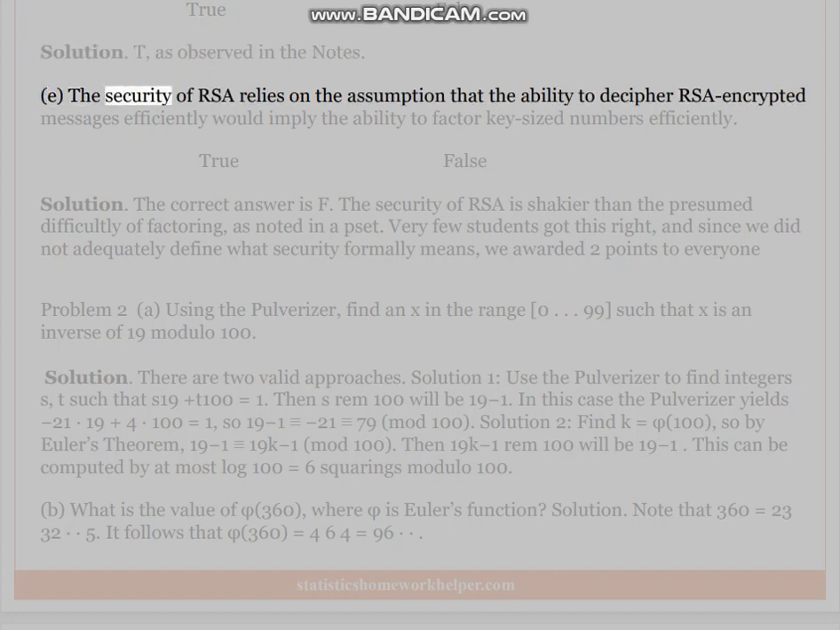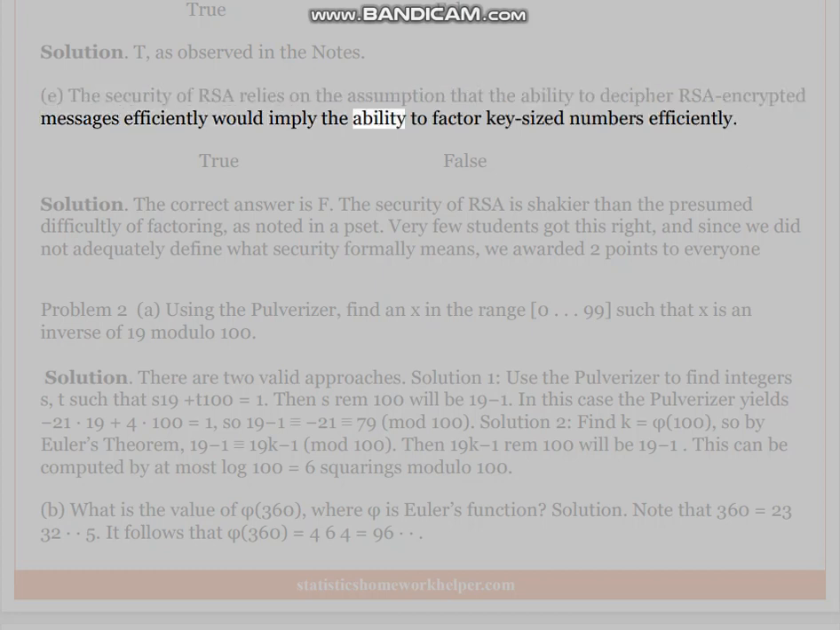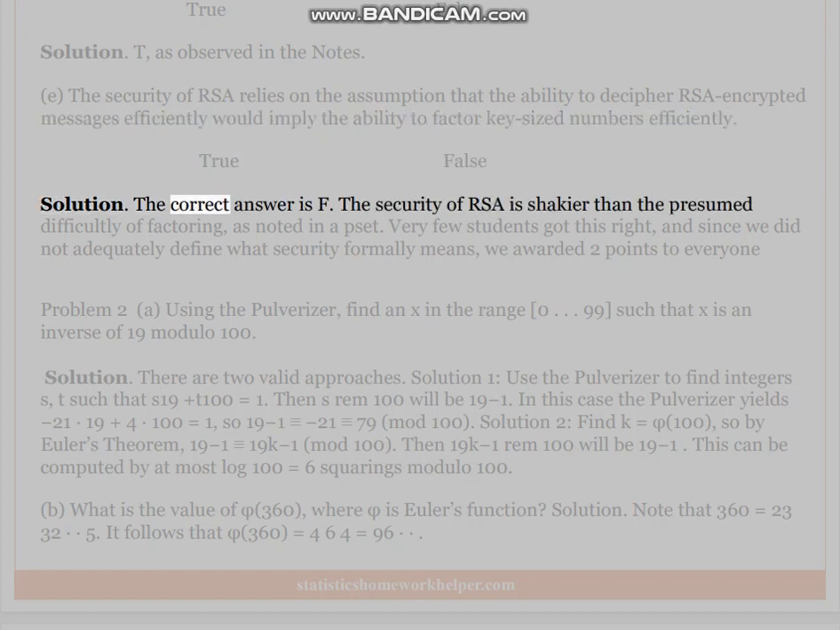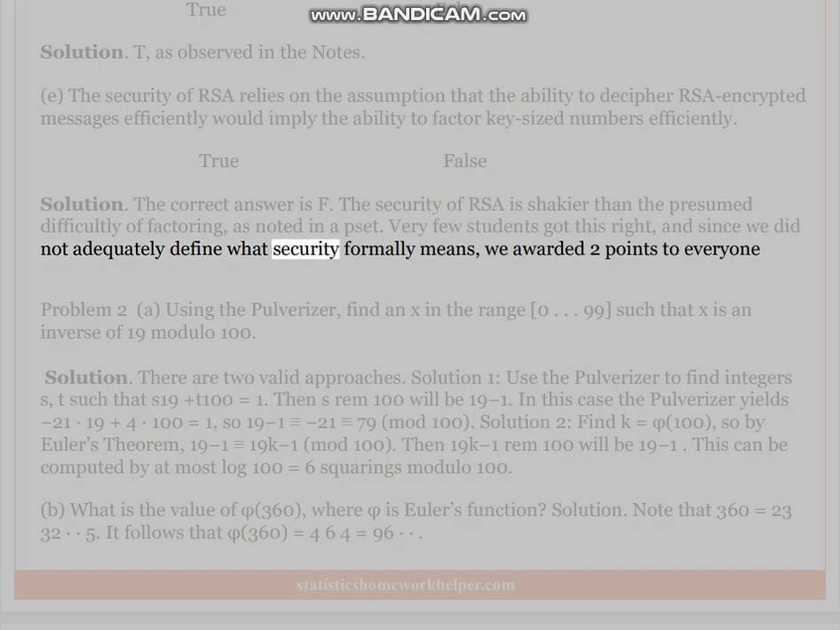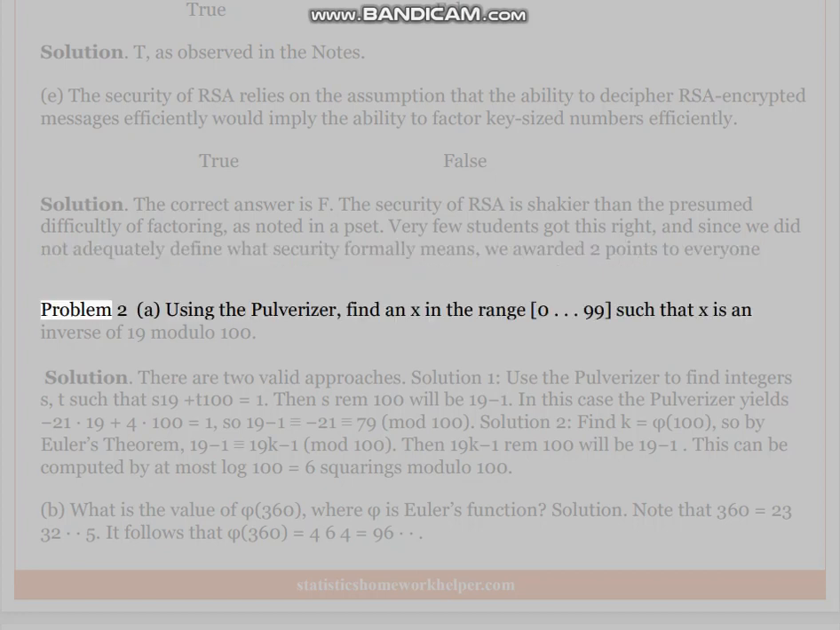E. The security of RSA relies on the assumption that the ability to decipher RSA encrypted messages efficiently would imply the ability to factor key-sized numbers efficiently. Solution: the correct answer is False. The security of RSA is shakier than the presumed difficulty of factoring, as noted in the notes. Very few students got this right, and since we did not adequately define what security formally means, we awarded 2 points to everyone.